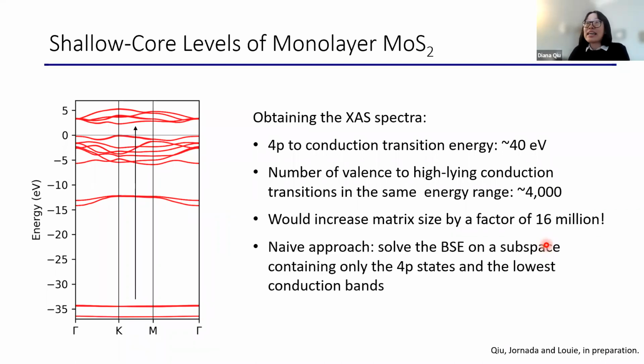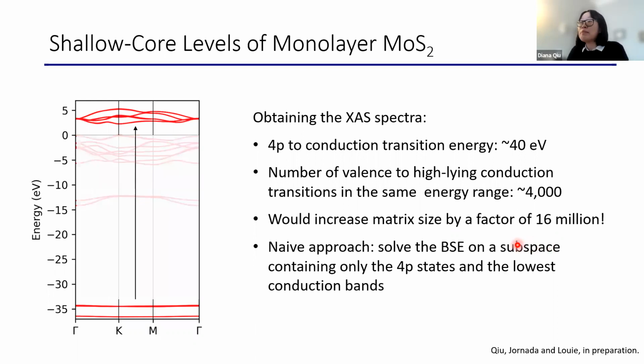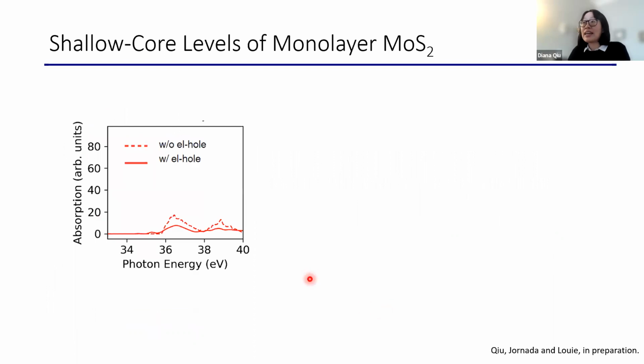So as a first naive approach, let's just see what happens if we solve the Bethe-Salpeter equation on a subspace that contains only the 4p states and the lowest conduction bands. We're just going to throw out all of the valence to high energy conduction transitions for now. This is the calculated X-ray absorption spectrum within this naive approach. And to use a technical term, it looks a little weird.